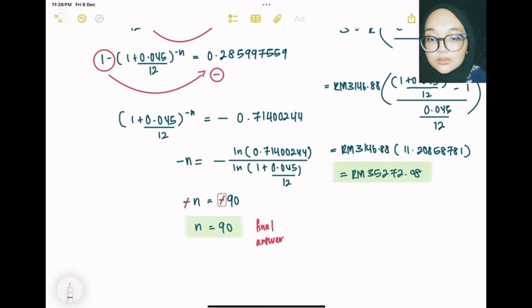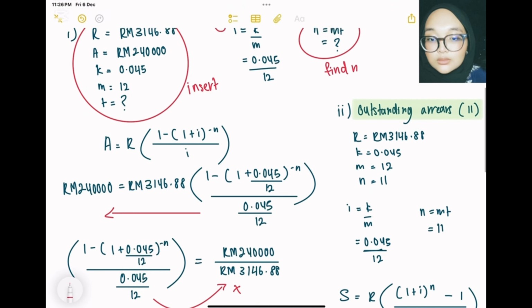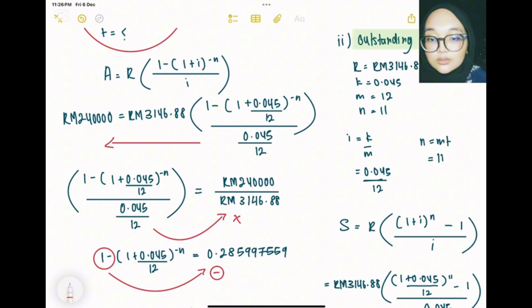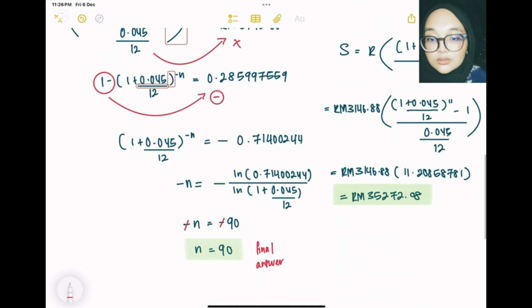Next, number 2. Find outstanding arrears on the 11th monthly payment. So we have to find I first. I equal K over M equal 0.045 over 12. N equal MT, or equal 11. So we use the formula of S equal R 1 plus I power N minus 1 over I. So then we insert all these numbers. Then we calculate this one first, because that's the important thing, and then we multiply with 3146.88. Then the final answer will be 35272.08.